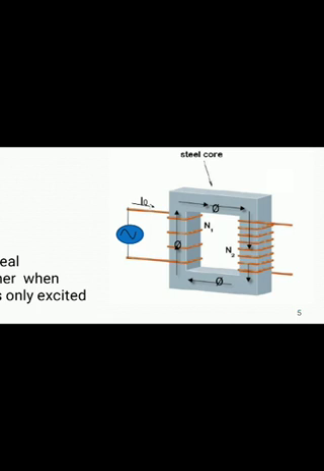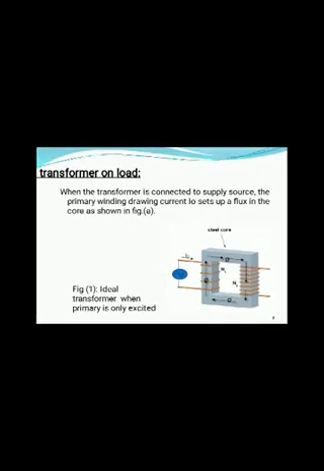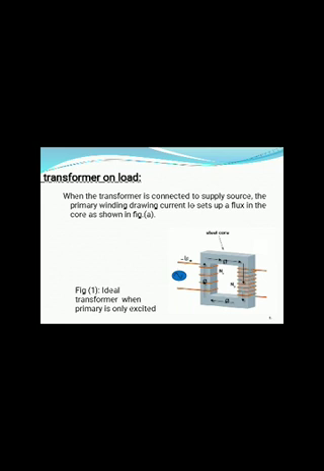It is a closed pathway, with the primary side turns N1 and the secondary side turns N2. So in the ideal transformer, only the primary is excited.